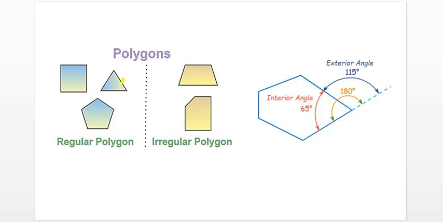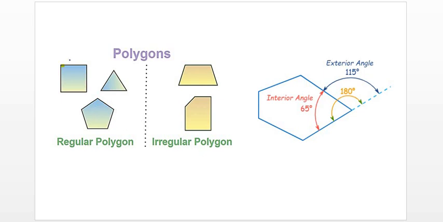What is a polygon? A polygon is actually a plane surface, you can say a figure that is two-dimensional, and it is a closed figure. It is made up of straight lines. In this lesson we have two types of polygons: regular polygons and irregular polygons.